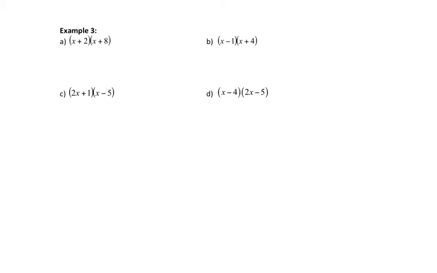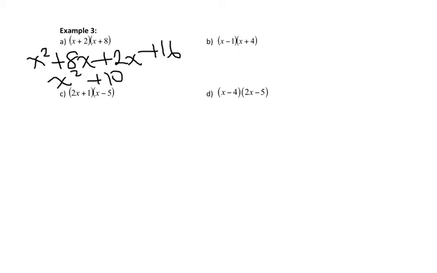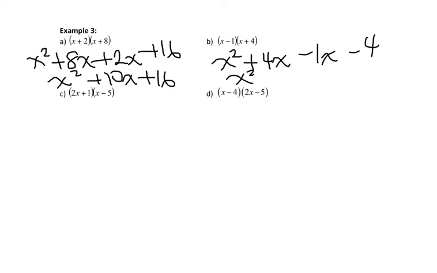So I'm going to show you this first one. X times x is x squared. X times 8 is 8x. 2 times x is 2x. 8 times 2 is 16. Collect like terms: x squared plus 10x plus 16. Next, x times x is x squared. X times 4 is positive 4x. Negative 1 times x, negative 1x. Negative 1 times 4, negative 4. Collect like terms: x squared plus 3x minus 4.